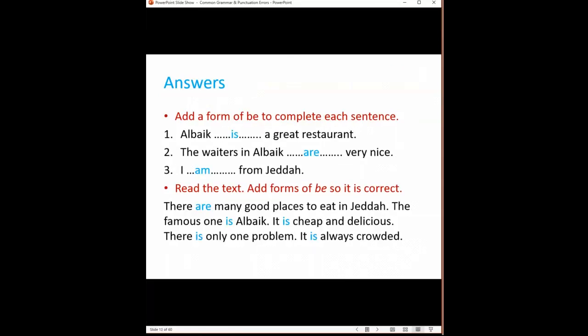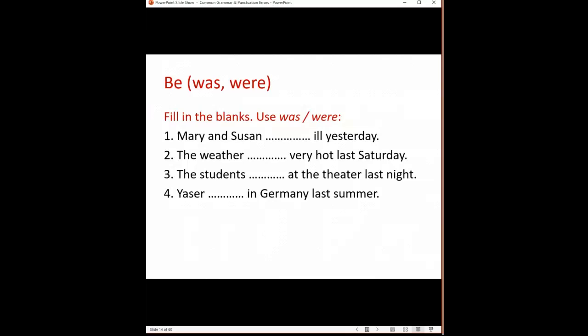So these are the answers. Check if you get them right. We will have loads of these exercises. Once you read this exercise, I put first the question and then the answers, so I want you to check if you get them right or wrong. Okay? And then let's move to verb to be in the past tense, which is the use of was and were. I want you to fill in the blanks using was and were.